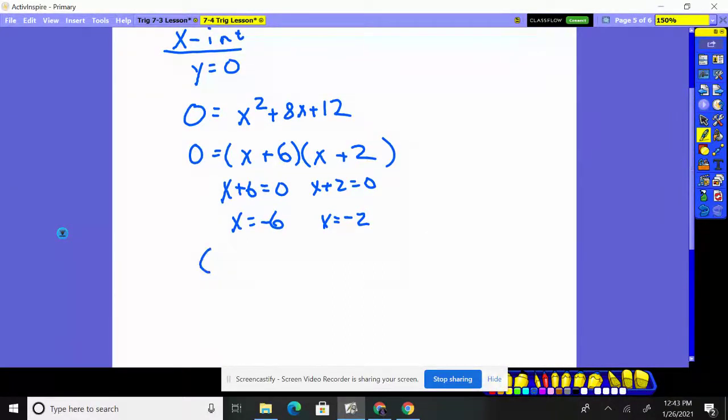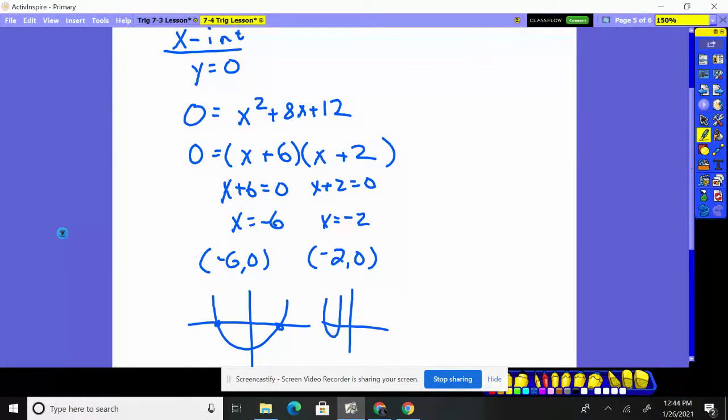That means we have it at (-6, 0), and another one's crossing at (-2, 0). Because remember, this is a parabola. So it's going to cross in two spots, and that's what we had. In this case, they were both on that side since it was (-6, 0) and (-2, 0).